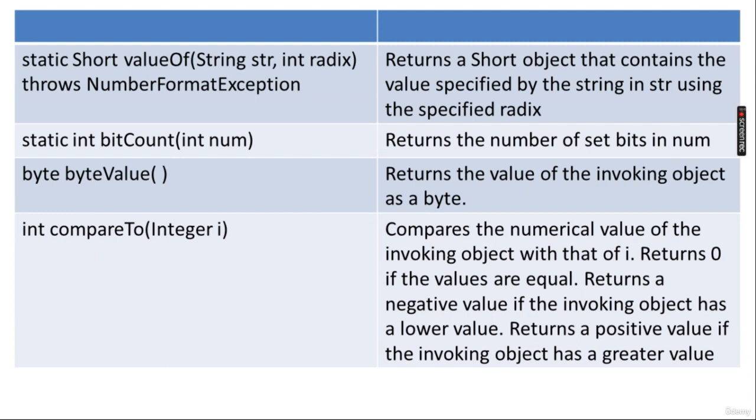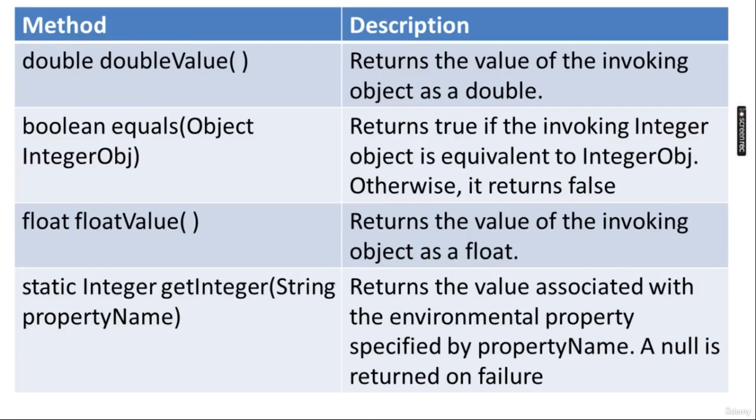compareTo(Integer i) compares the numerical value of the invoking object with that of i. Returns 0 if the values are equal. Returns a negative value if the invoking object has a lower value. Returns a positive value if the invoking object has a greater value. doubleValue returns the value of the invoking object as a double. boolean equals(Object integerObj) returns true if the invoking Integer object is equivalent to integerObj, otherwise it will return false. floatValue returns the value of the invoking object as a float.